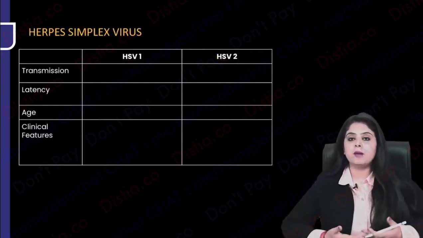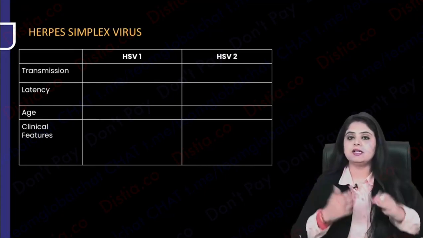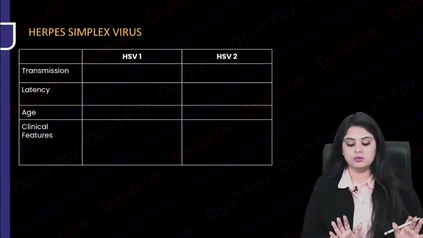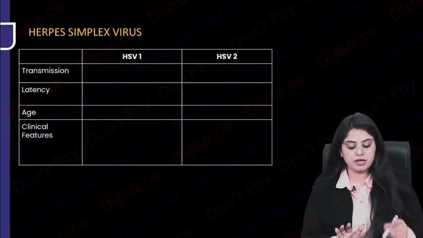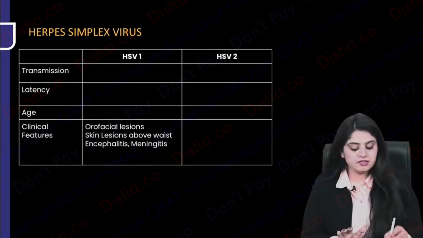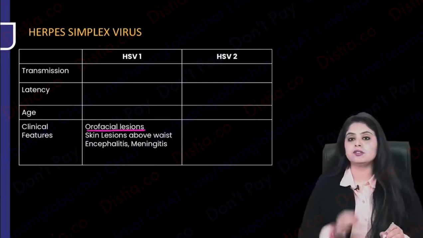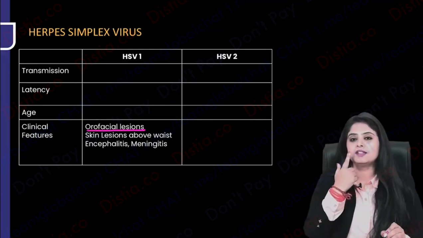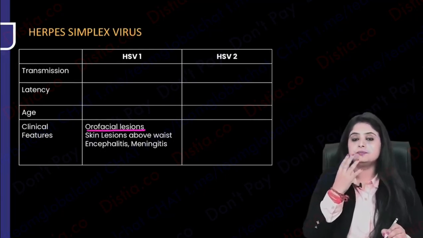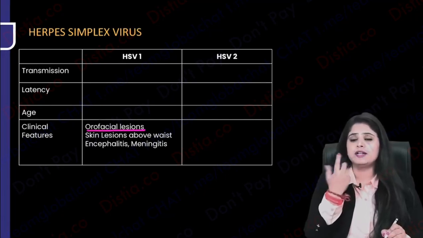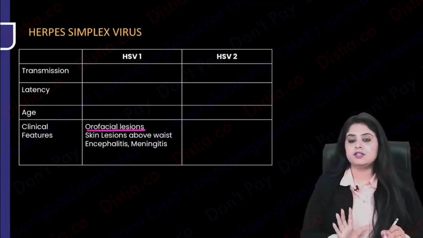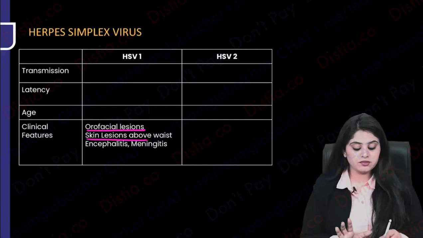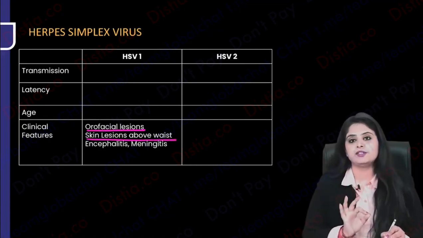So simple. Above the waist is HSV1 and below the waist is HSV2. What did I say? Above the waist. I'm going to change the table a little for our mnemonics. Above the waist, whenever they say there is an orofacial lesion, something to do with herpes labialis or gingivostomatitis, anything to do with the face, it is HSV1. Then any kind of skin lesion above the waist is HSV1.